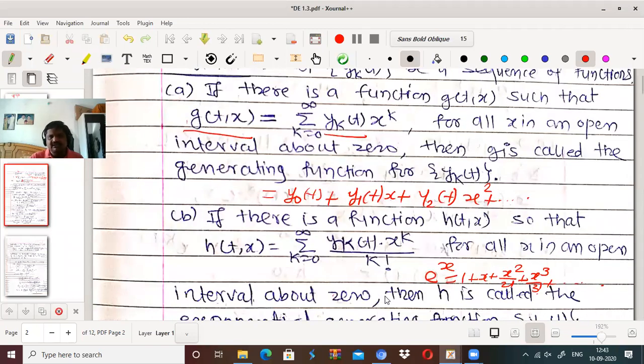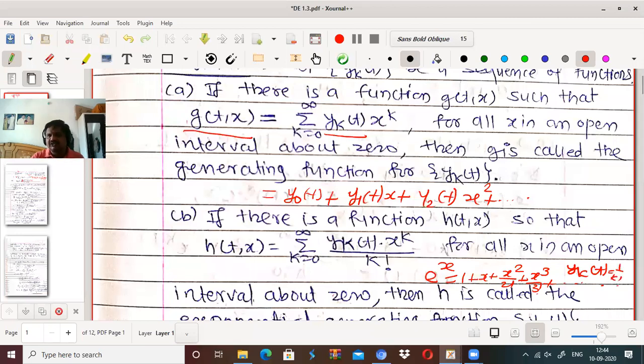So h of tx is said to be the exponential generating function for the sequence ykt if h of tx can be expressed as this power series about 0 in terms of x, isn't it? So like this. Here also we can say that e to the power x is the exponential generating function for ykt equal to 1 upon k factorial. What else can we say? e to the power x is the generating function for which term? ykt equal to, if we write it here, so this is for what? Because what is the coefficient? ykt equal to 1 upon k factorial.